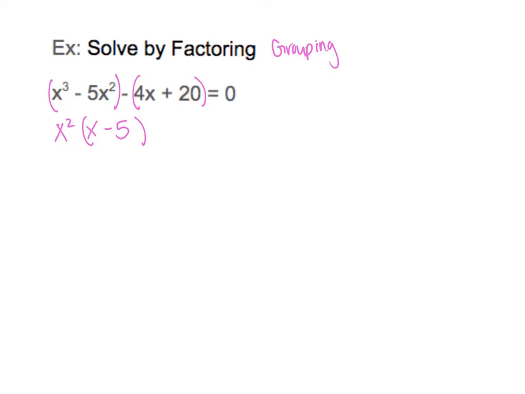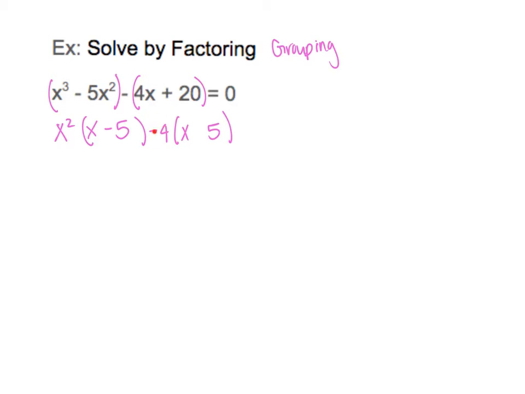This one has a minus sign, so let me bring down that minus. Inside the parentheses, you have a 4 and a 20. They're both divisible by 4, so I'm going to pull out a 4, since that's the most I can pull out. That leaves behind an x for this one, and then 20 divided by 4 gives me a 5. What I need to think about is what sign goes here.